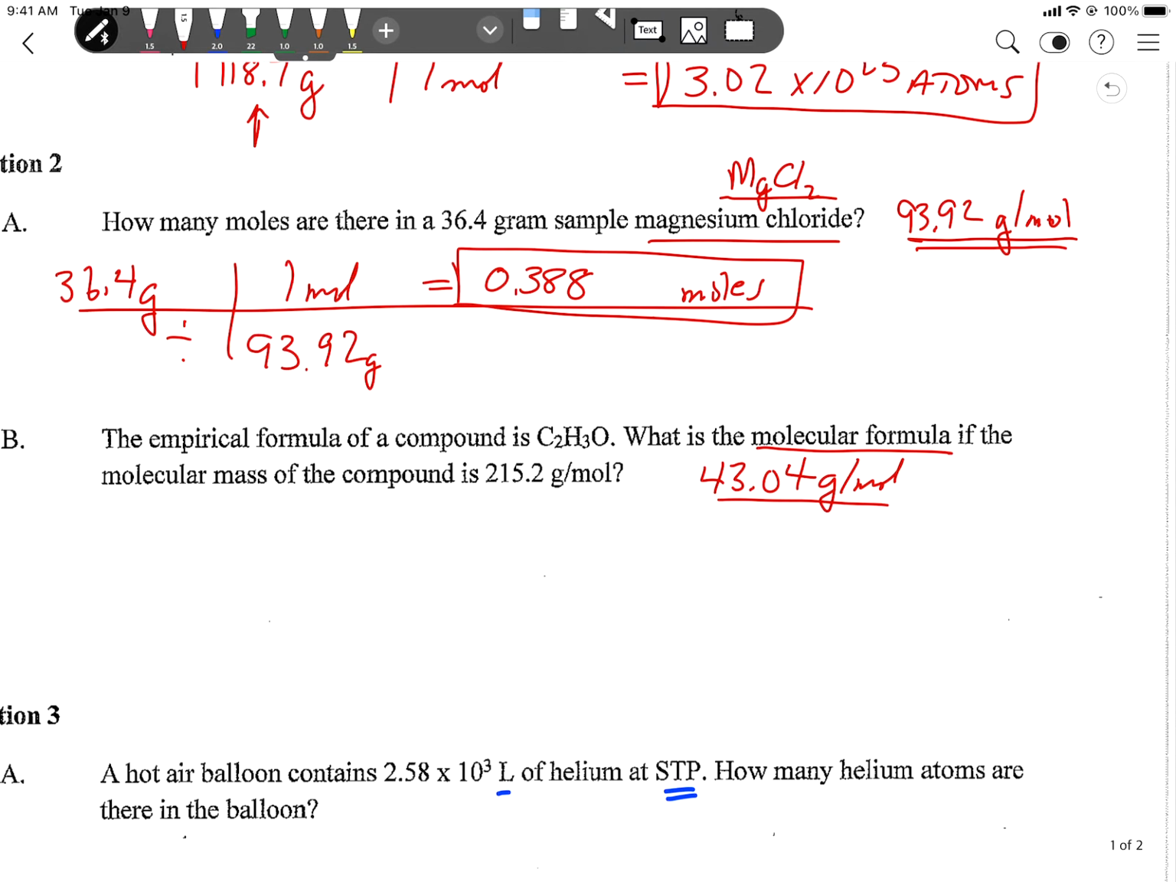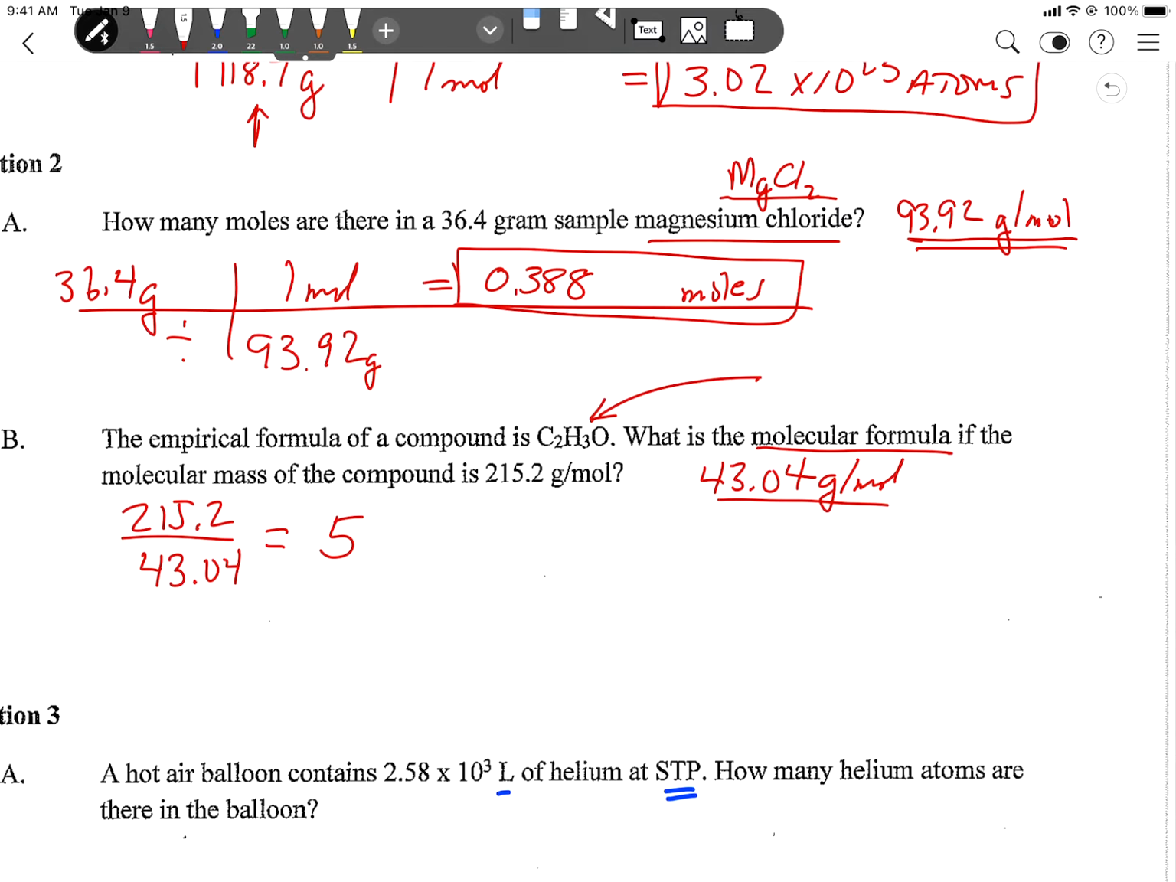The empirical formula of a compound is C2H3O. What is the molecular formula if the molecular mass of the compound is 215.2 grams per mole? First, we've got to get the molar mass for the empirical formula. Here it is right there, 43.04 grams per mole. So we take our molecular weight, 215.2 grams per mole, and divide it by 43.04 grams per mole, and we get the answer 5.